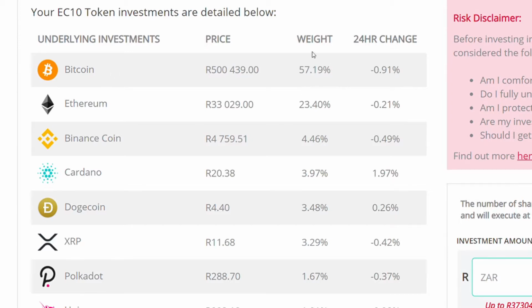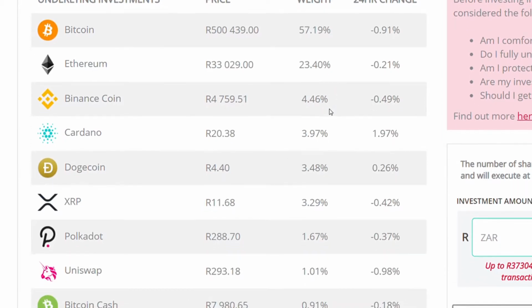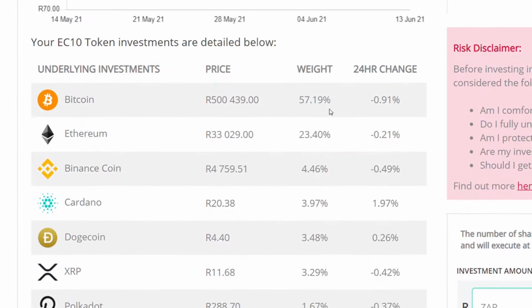So knowing that Bitcoin has the largest market cap, we would expect it to have the largest weighting, which we see is the case. When you buy a share of EC10, 57% of that amount you've invested is technically invested into Bitcoin. Then 23.4% is invested into Ethereum, which is the second most popular cryptocurrency. So this entire share, this entire instrument is based on the market value of your top cryptocurrencies. So you guys can go here, give it a look. You can see all the cryptocurrencies that you will be investing into when you buy the EC10 share.